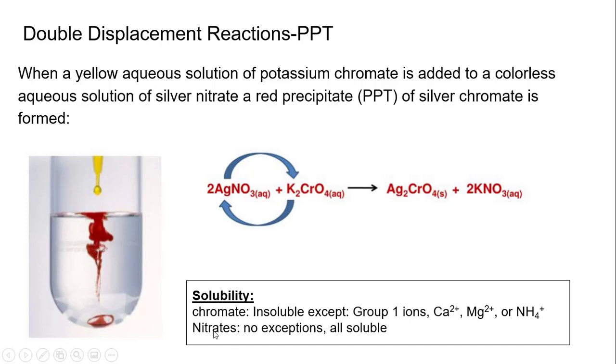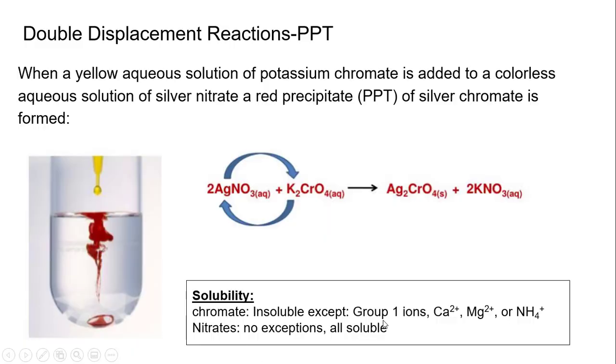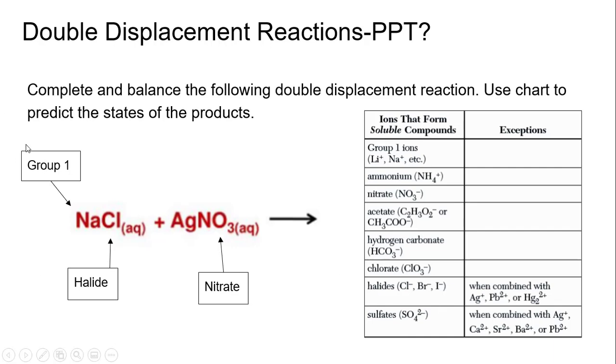Now we have chromate. Chromate is insoluble, so it is in my second column over here. Now it has exceptions: group 1 ions, calcium, magnesium, and ammonium. This means that it's insoluble except for when it comes into contact with these. So it has silver. Silver is not one of the exceptions that would allow it to be soluble, so it's going to be a solid. If one doesn't show up, whatever it's attached to will definitely be on the solubility chart. So let's take a look.